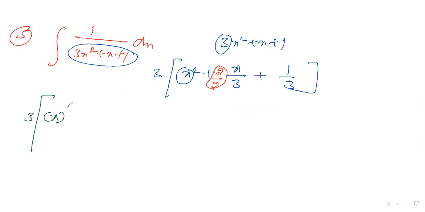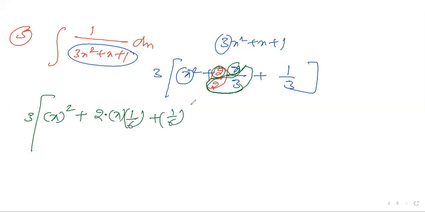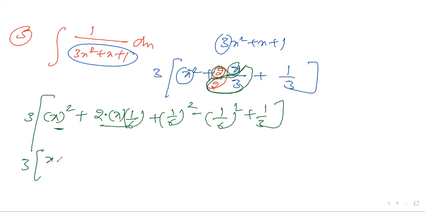x square means a square plus 2. This part is over. Next a, this part is over. What is the rest of the part? This is b. 2ab. B part means 1 by 6. Clear? Do you have a doubt on the 2ab? Now b square is 1 by 6 whole square, minus 1 by 6 whole square. You can create it and substitute 1 by 3. Clear? Next, 3 you can take: a square plus 2ab plus b square. Now a plus b whole square. Okay. Next, minus 1 by 36 plus 1 by 3.